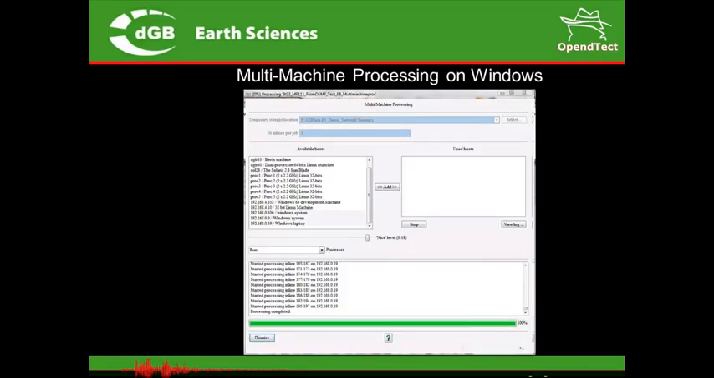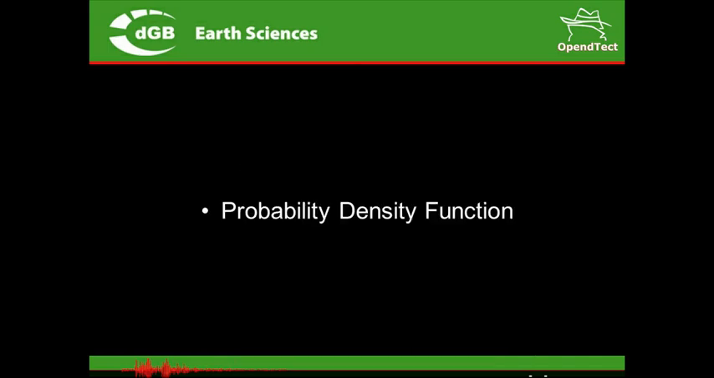The multi-machine processing: now we have Windows as well to be added for multi-machine processing. Before it was only Linux machines. Like you can see in this example, we have a Linux machine, and you have a Windows machine with an IP address, and you add it. It's a new feature in OpendTect 4.2.0. So you can add your Windows machine as well for the multi-machine big volume processing.